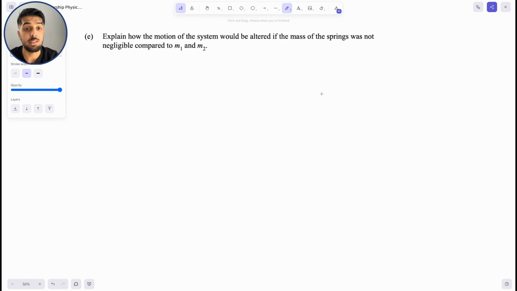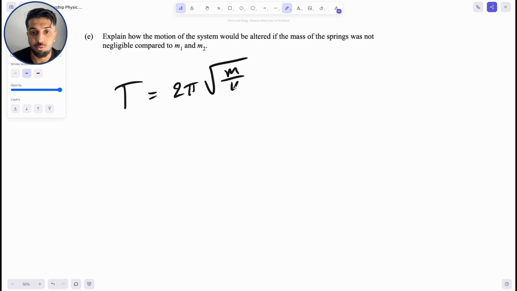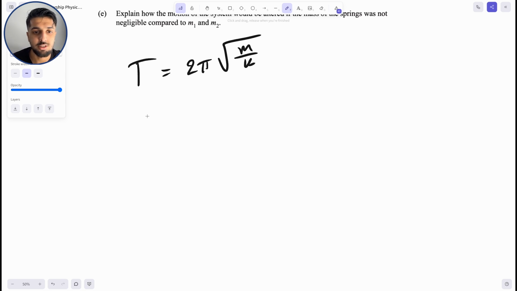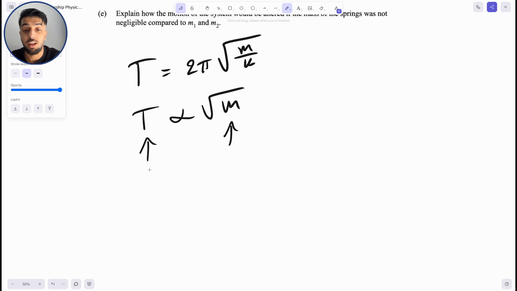There we go. Explain how the motion of the system will be altered if the mass of the spring was not negligible compared to m1 and m2. Okay, so there will be an increase in the period because our period is equal to 2 pi multiplied by the square root of m over k. So that means the period is directly proportional to the square root of the mass, and therefore if the mass increases, the period must also increase. The motion of the center of mass will remain unchanged because there are still no external forces.